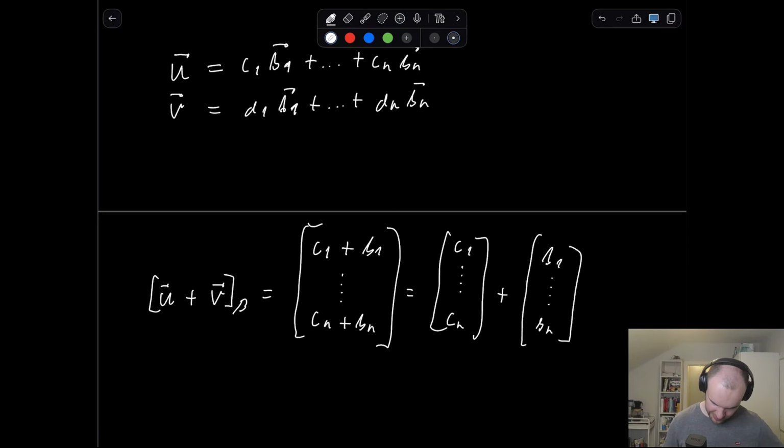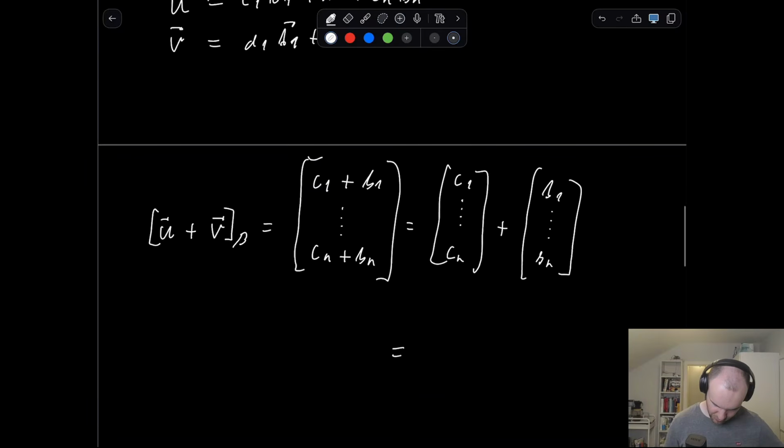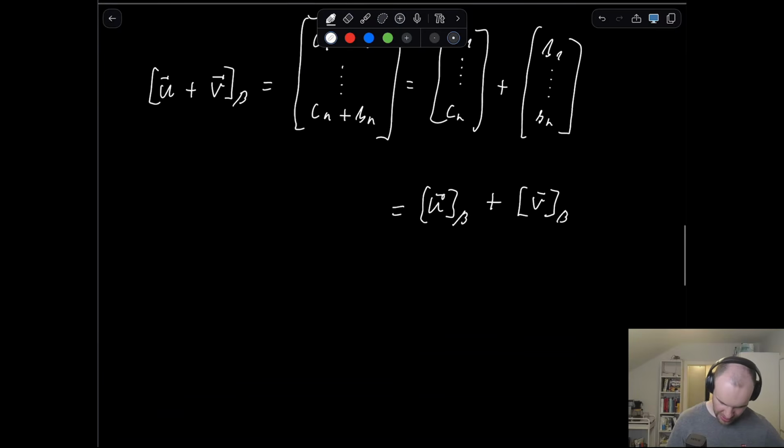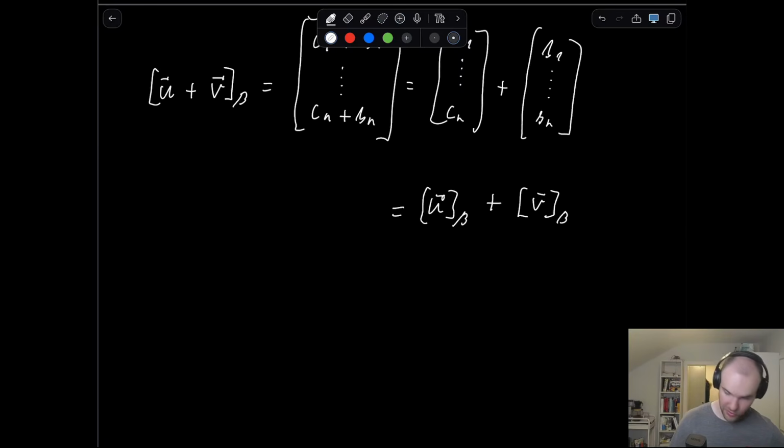Just like that. And what is that? That's, of course, the same as saying U, then B, plus, of course, V, and B. So you see addition here is preserved. And now you can easily see if you follow the same argument.